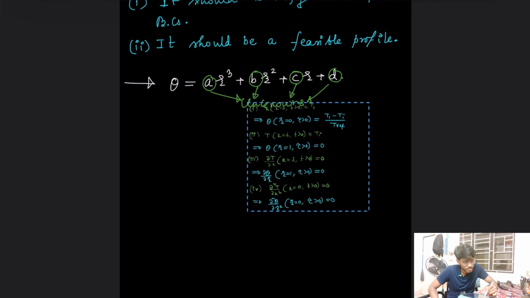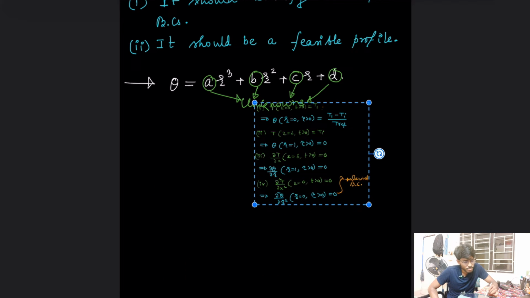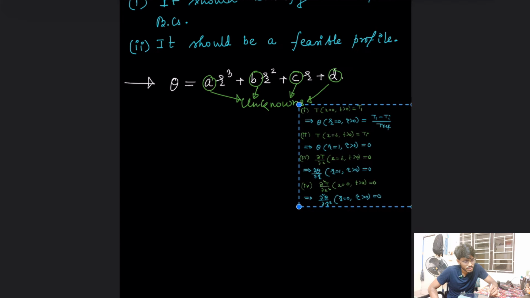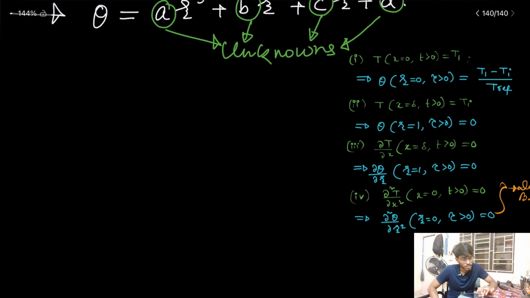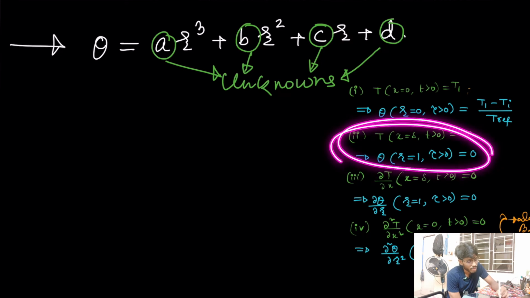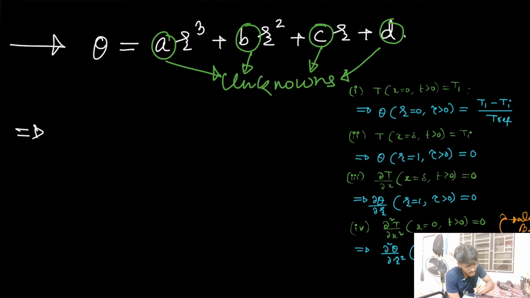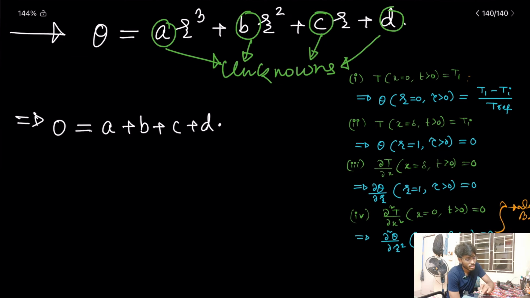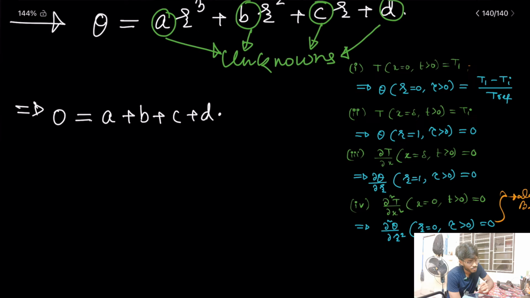Okay, so we paste this here. Now it is fine. Let us apply the equations one by one. First I will apply this one: theta is equal to 0 at zeta equal to 1. If I do that, then I will get a plus b plus c plus d equal to 0. Then I will apply the second one, this one.